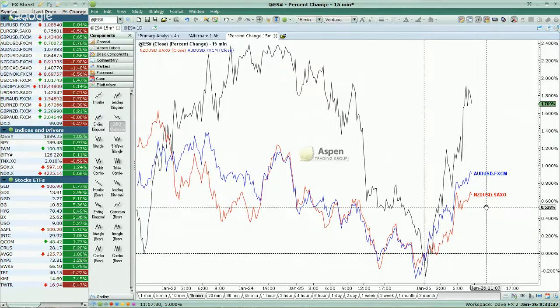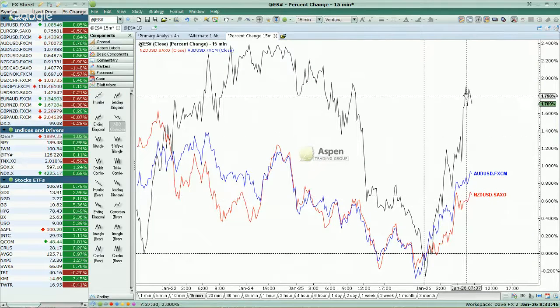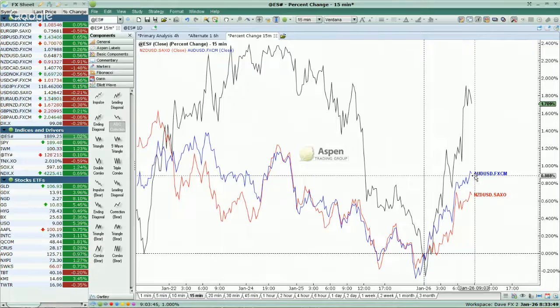Where is the level that would represent an ideal entry point? No, Aussie is not the better short. No, Kiwi dollar is the better short because Kiwi dollar has not rallied as much as the S&Ps, and it's rallied even less than the Aussie dollar. Now again, both of these currency pairs will move lower if the S&Ps are moving lower. That's not the topic at hand. The question at hand is which of those two is likely to be the better one.